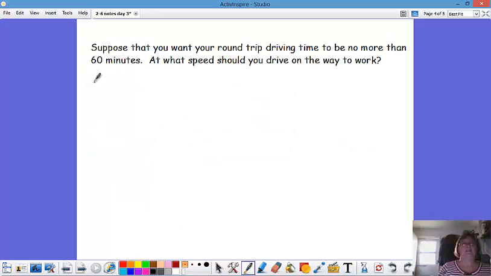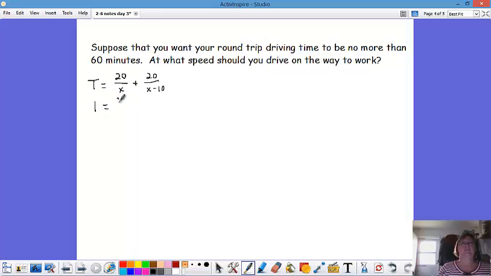Okay, we had a function that said the total time, total drive time, will equal 20 over x, where x is your speed going, plus 20 over x minus 10, where that's your speed coming home. Suppose we wanted our drive time to be no more than 60 minutes. We're not going to drive any more than an hour to and from work. Okay? At what speed should we drive? That question could be answered here.